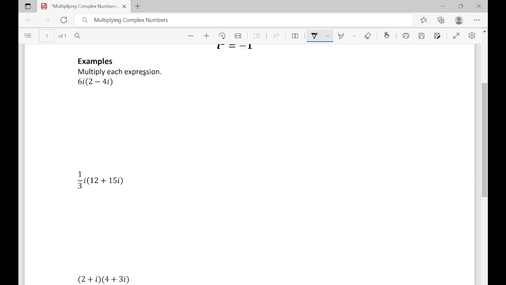So we're going to multiply each expression. So 6i times 2 minus 4i. I'm just going to take 6i and distribute it in, and I'm going to treat i kind of like a variable. So 6 times 2 is 12, and since it's i here, it's just going to be an i. Minus 6 times 4, which is 24. And then i times i is i squared.